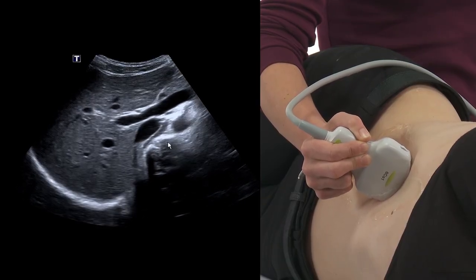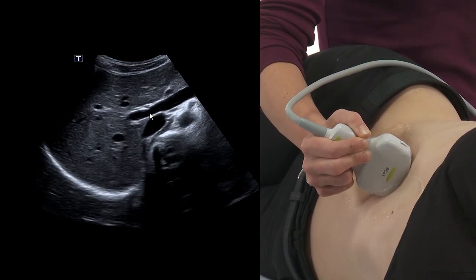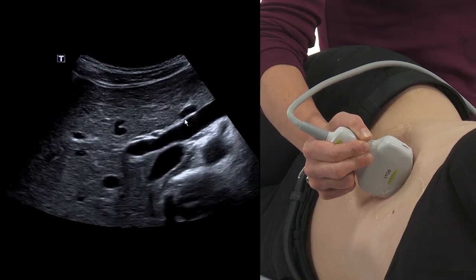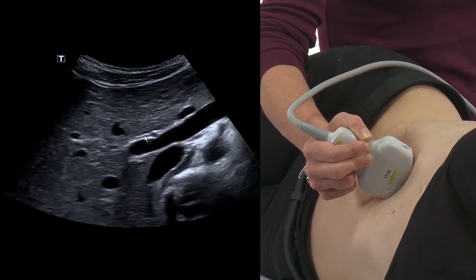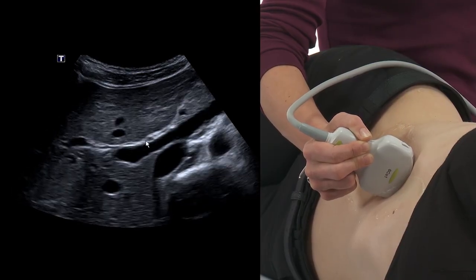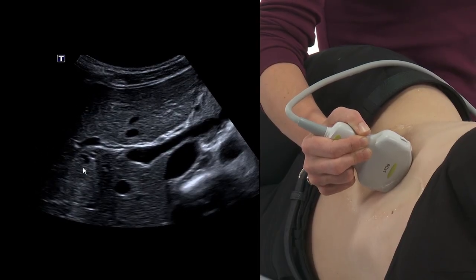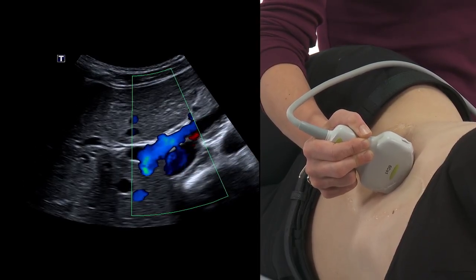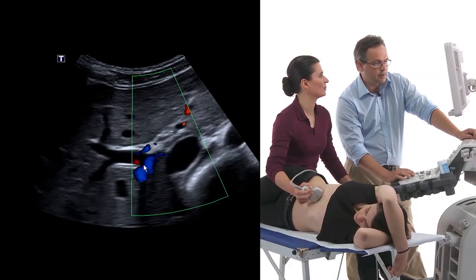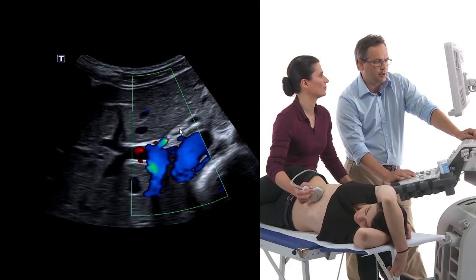Maybe we could show the portal vein and the common bile duct in a nearer field. So we zoom to this ligament, this portal vein, common bile duct and hepatic artery in this region. Beautifully displayed. We can add color Doppler and we can see flow in portal vein, the hepatic artery, and no flow in the common bile duct.